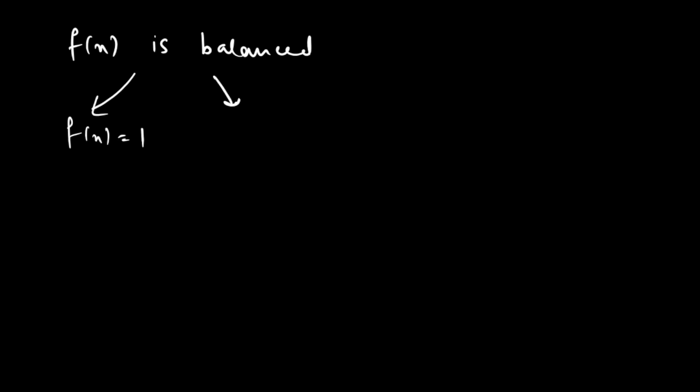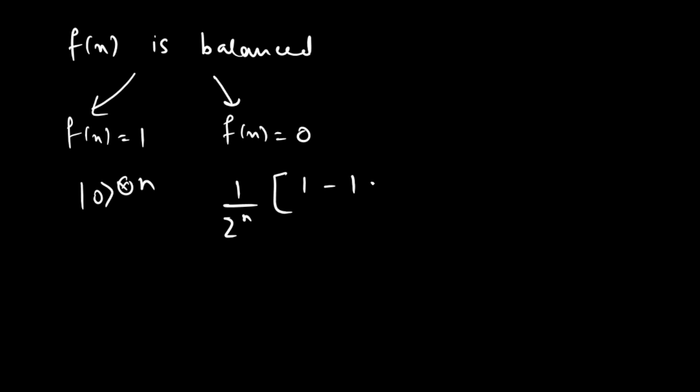Similarly, if f of x is balanced, that is for half the values of x, f of x is 1, and for the remaining half, f of x is 0, we'll have the amplitude of the 0 tensor product n state as 1 by 2 raised to n, 1 minus 1 plus 1 minus 1, like this till the 2 raised to nth term. Since the terms are even in number, they'll cancel out each other, which implies if f of x is balanced, the amplitude of this state would be 0.